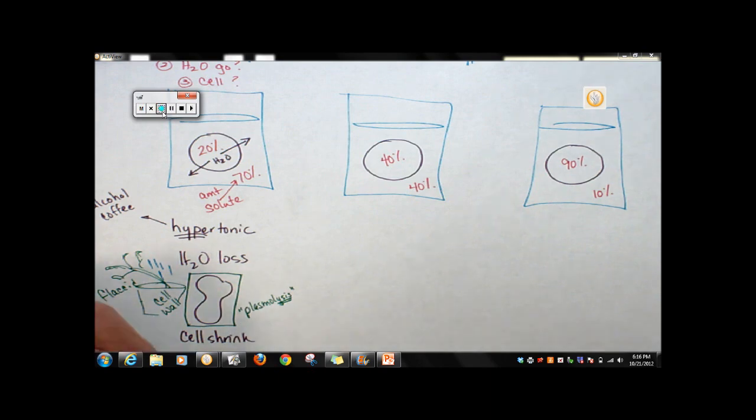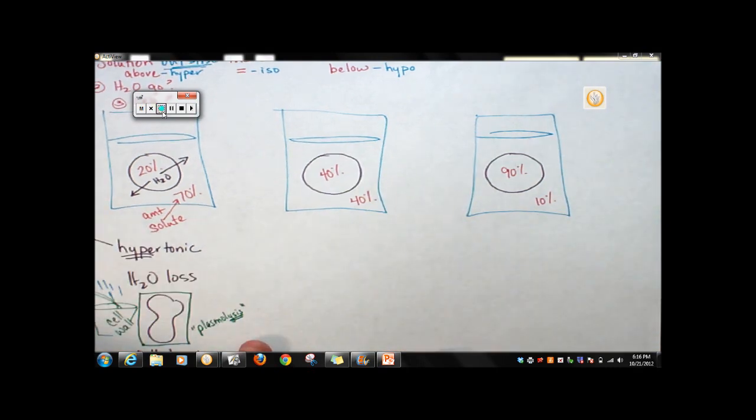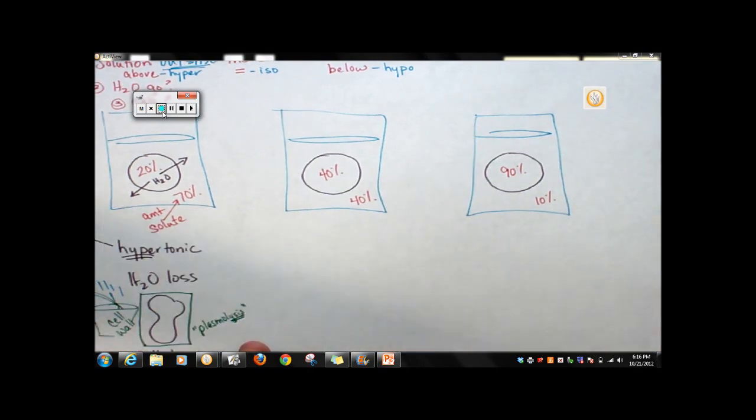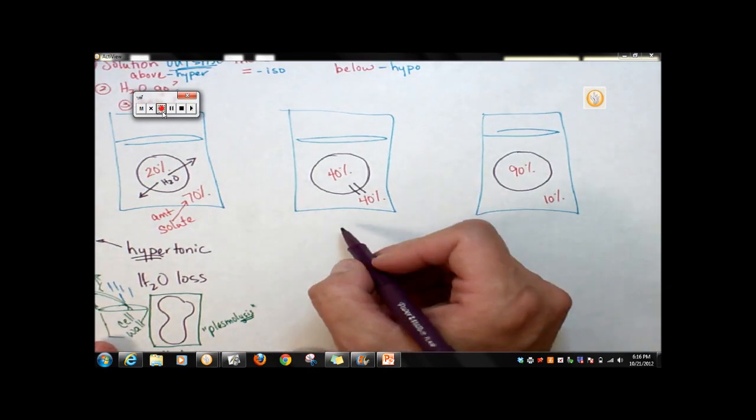Sorry, I diverged again. All right, let's look at the second one. Is the concentration outside, above, below, or equal? Okay, it's equal. And so when it's equal, what is our root word for equal?